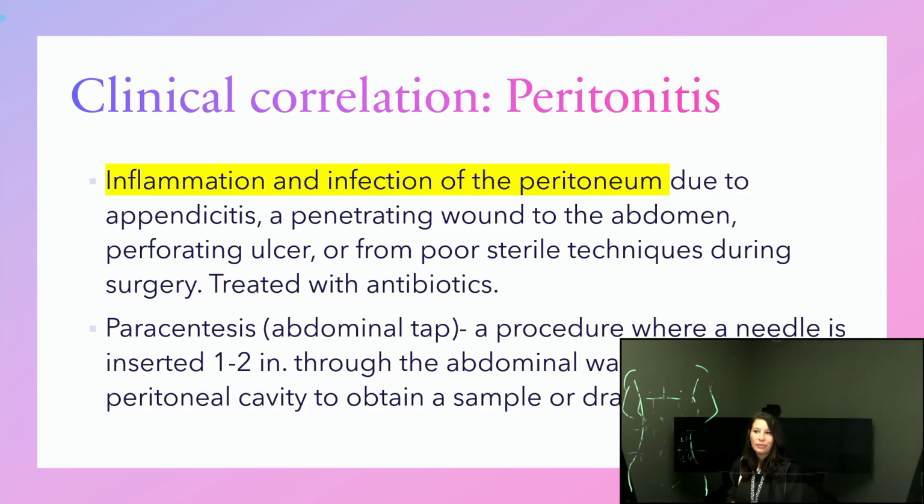Last but not least, in this video, we're going to talk about a quick clinical correlation, which is peritonitis. Every time you see the word ending in itis, it's an inflammation of something. So in this case, it's an inflammation and infection of the peritoneum due to different situations, right? For example, appendicitis, which is the inflammation and infection of the appendix. It could be a penetrating wound to the abdomen or a perforating ulcer, or due to surgery and poor sterile techniques, etc. And that's typically treated with antibiotics.